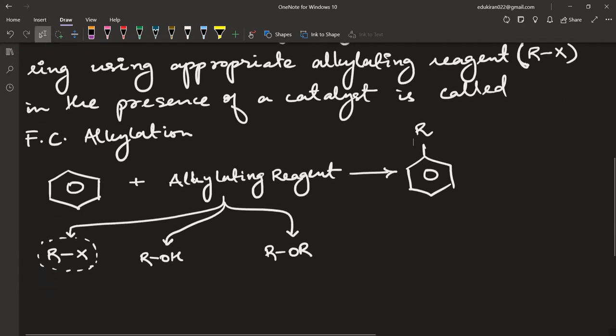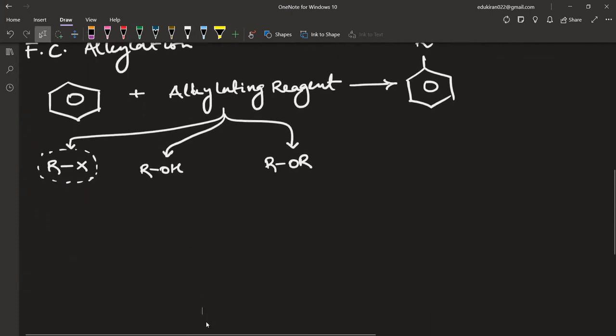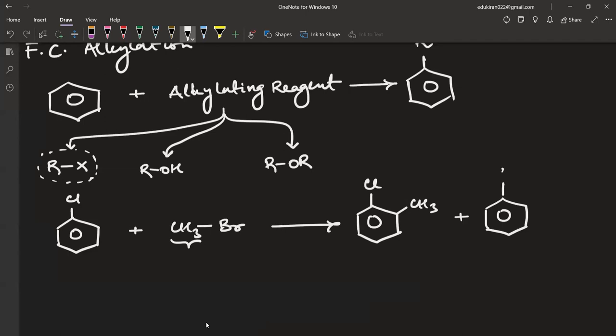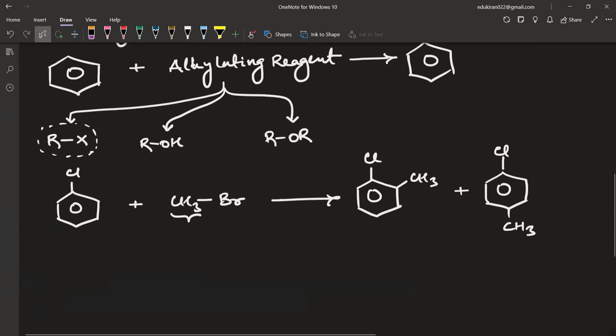And if we are going to use a haloarene, then the R group will be attached on ortho and para position. I hope you have written the statement. Write the reactions. Chlorine plus CH3Br. Please remember this is the alkyl group which is going to get attached. That means CH3 is going to get attached on the ortho position plus the para position. Now Cl likh lijiye. This is Cl, here CH3.